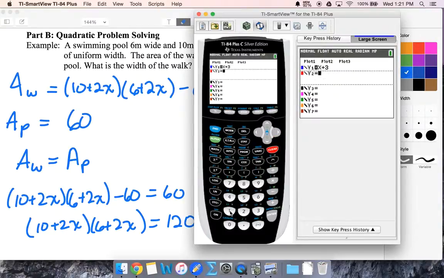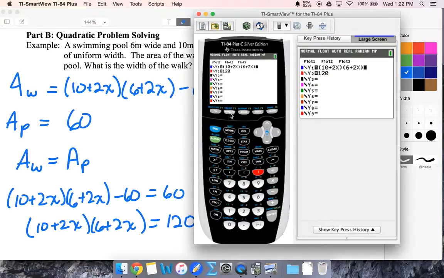So for my second equation, I'm going to put in 120. And then up above, I'm going to clear this out and put in my 10 plus 2x. There's my x. Close the parentheses. Put in another set of parentheses. 6 plus 2x. Close the parentheses. So right now, straight away, I want to think about my window. I know that my y value has to go at least up to 120. So I also know that my x value needs to be positive, but it's a quadratic, so it's possible there's more than one x value.